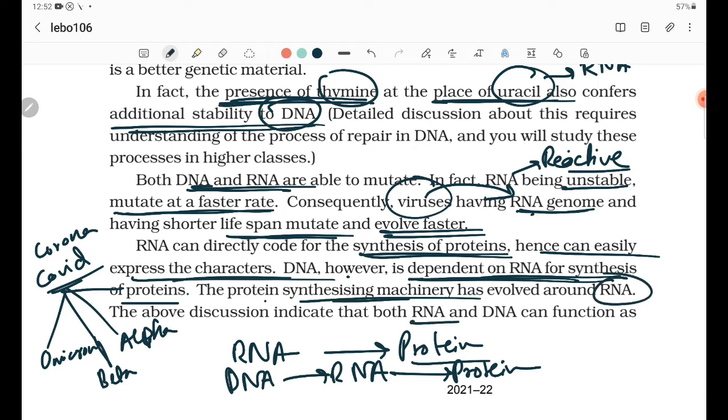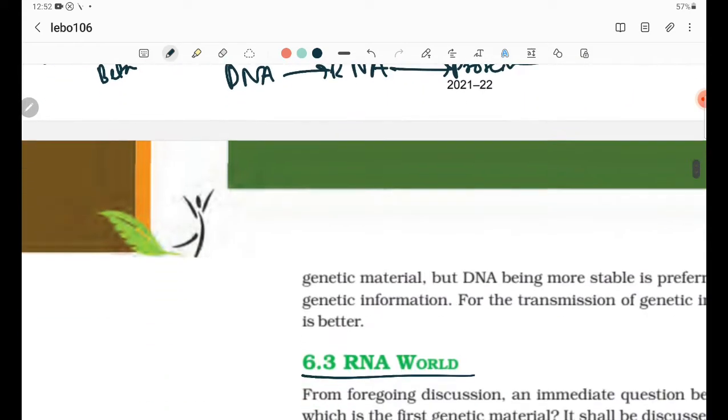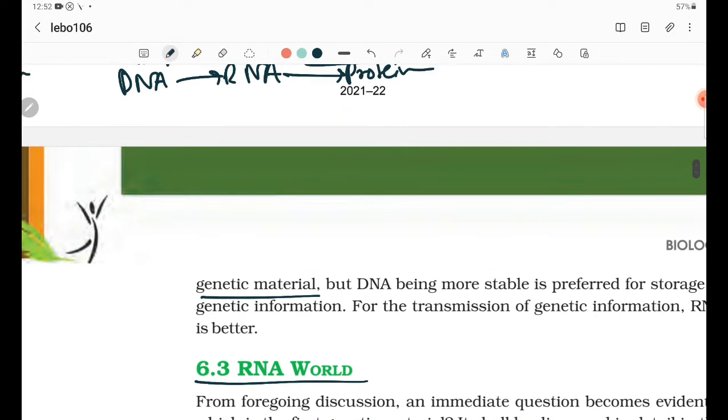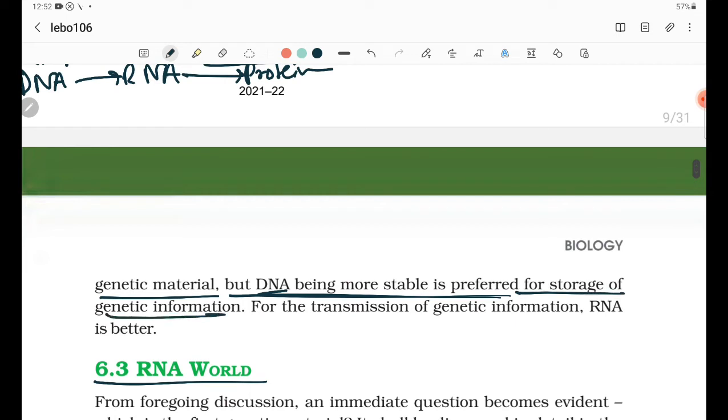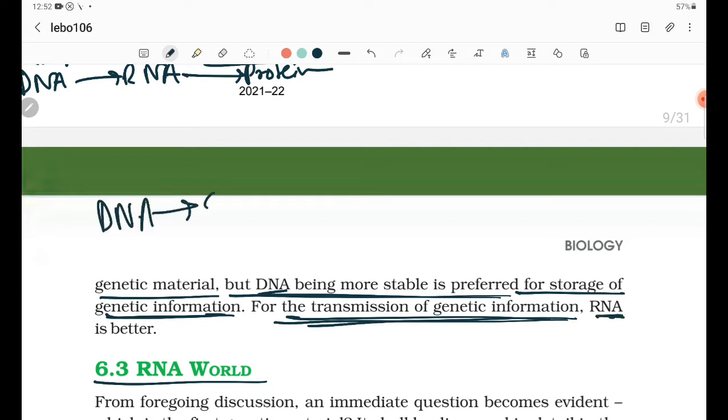Therefore, both RNA and DNA can function as genetic material, but DNA, being more stable, is preferred for storage of genetic information, for transmission of genetic information. So DNA has stability. This is the main point why DNA is genetic material. DNA is known for stability, so it can store genetic information.